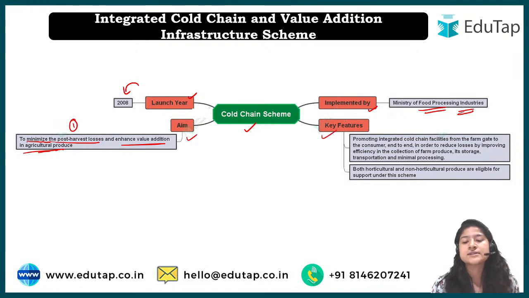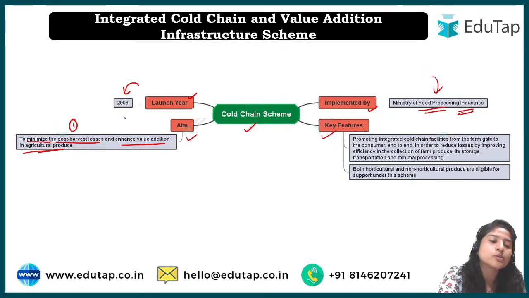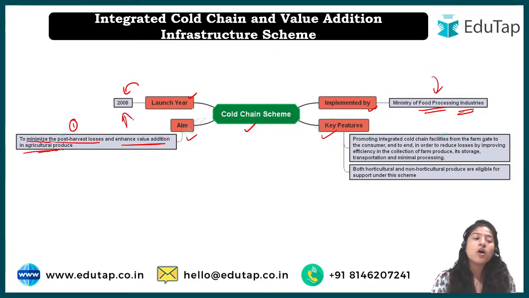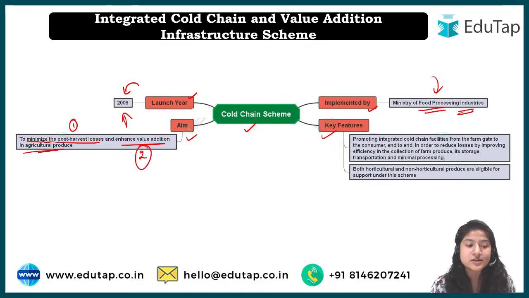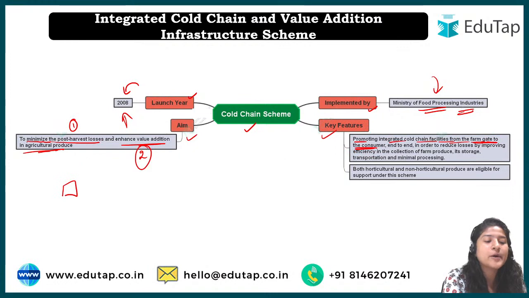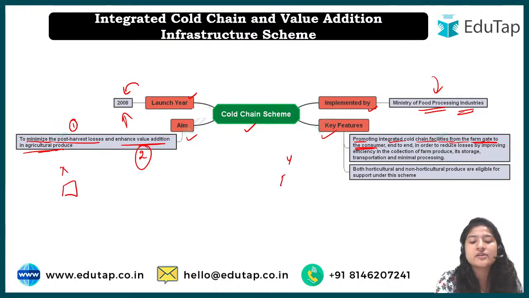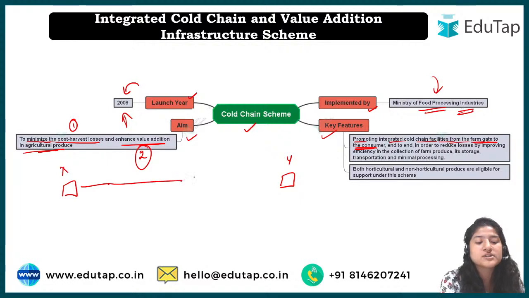Next are the key features. So what are the key features of this scheme that has been introduced by the Government of India, implemented by the Ministry of Food Processing Industries in the year 2008, with an aim of minimizing post-harvest losses as well as enhancing value addition in agriculture produce? The key features are promoting integrated chain facilities from farm gate to the consumer. See this word, farm gate to consumer. Farm gate is in a particular state X, the consumer is in state Y, so there should be a particular process in between. That is the cold chain facility.